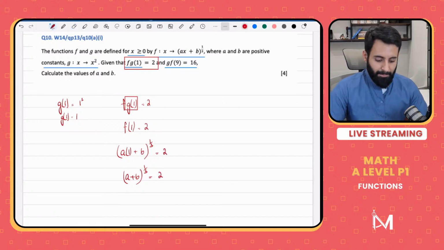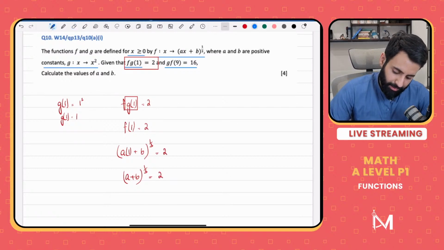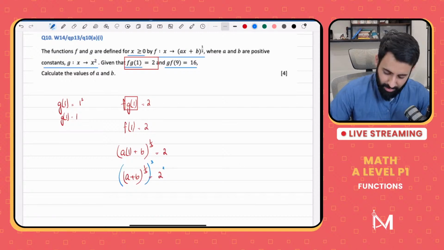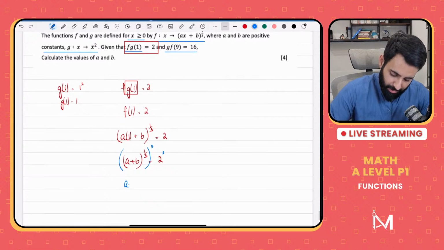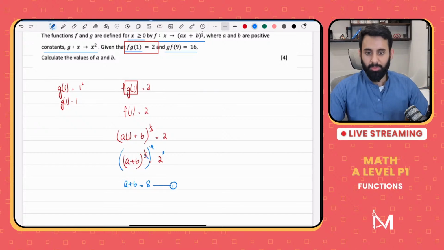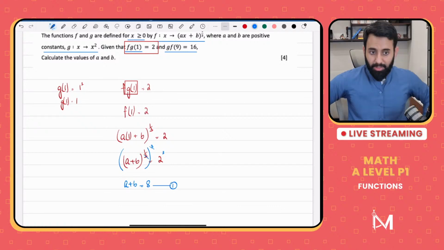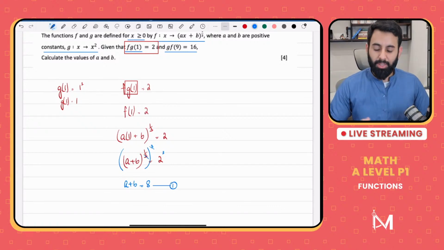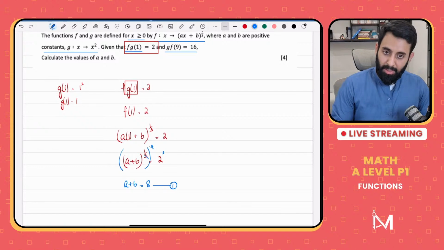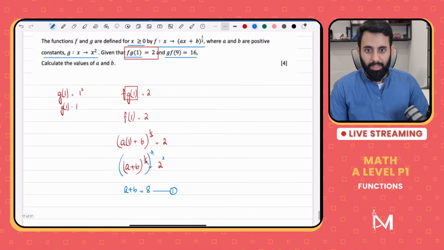Now how do we get rid of the cube root? 1 upon 3 basically means cube root. In order to get rid of the cube root, we can cube both sides. As soon as I cube both sides, we get a plus b; the 3 and 3 cancel out each other, and 2 cubed is equal to 8. So this is not the final answer, but this is one equation which we can use and solve simultaneously with some other equation to get the answer.